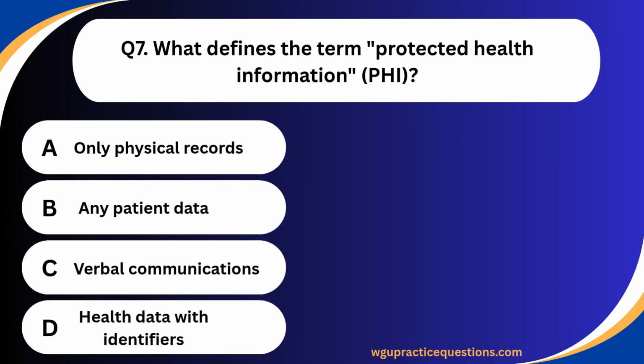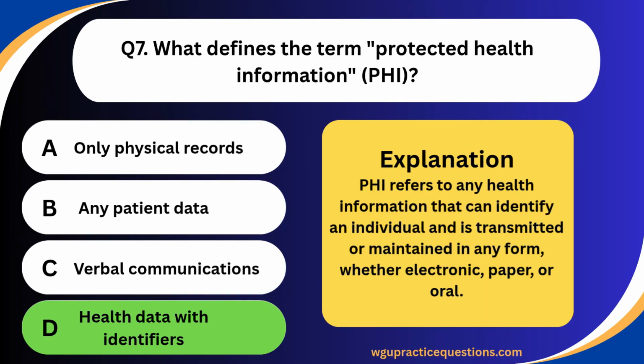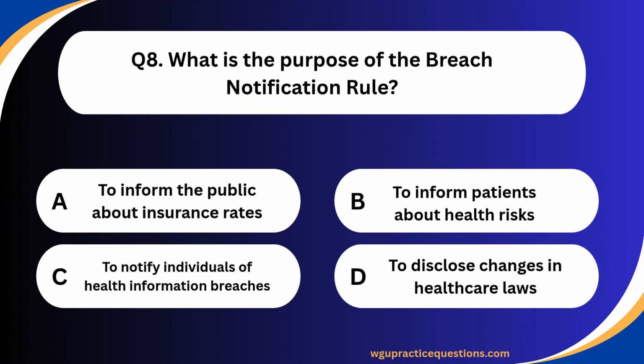The correct answer is D. Health data with identifiers. Explanation. PHI refers to any health information that can identify an individual and is transmitted or maintained in any form, whether electronic, paper, or oral.